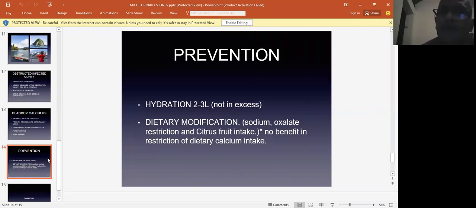And shockwave lithotripsy also causes a certain damage to the kidney. If we have to use it repeatedly, then the kidney actually gets fairly significantly damaged by the shockwaves. So for that reason, they say percutaneous nephrolithotomy is preferred for stones bigger than 1.5 centimeter. And if it's less than 1.5 centimeter, go for shockwave lithotripsy.